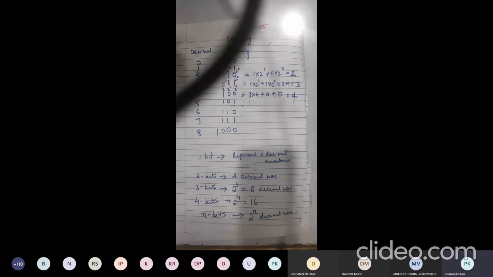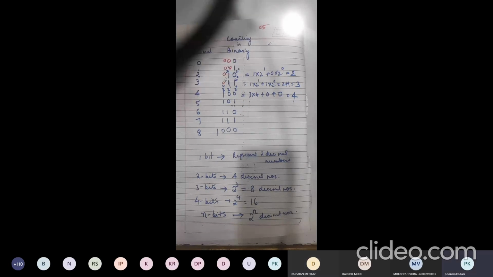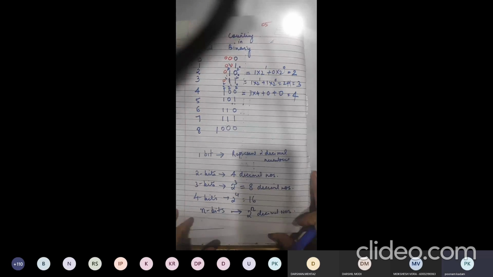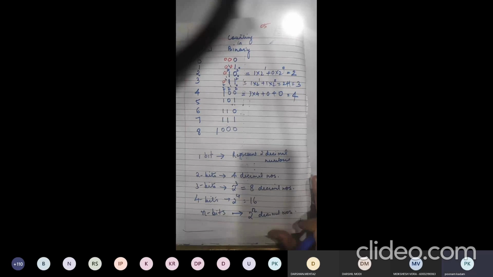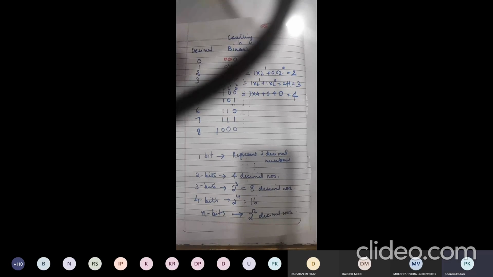This is the advantage of having binary codes. Otherwise, if you have to represent any decimal number, the number of binary bits will change, isn't it? You require n number of bits to define 2 raised to n decimal numbers, right? So depending upon the size of the decimal number that you want to represent, you have to decide how many bits to use to represent it in binary form.